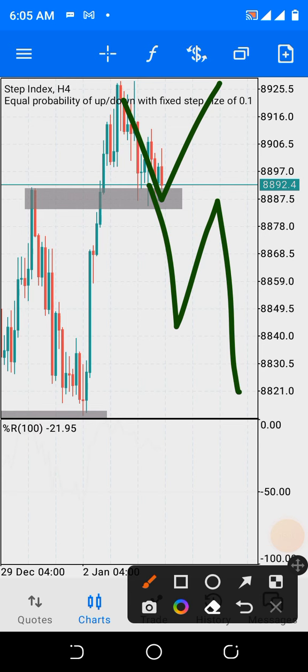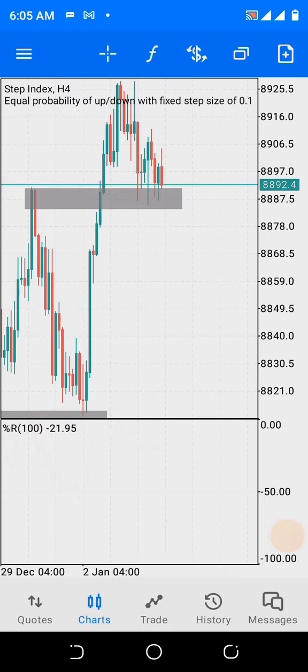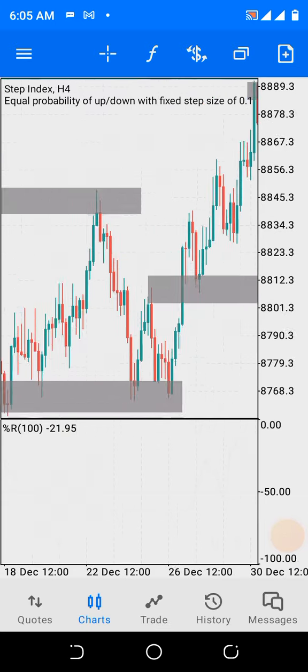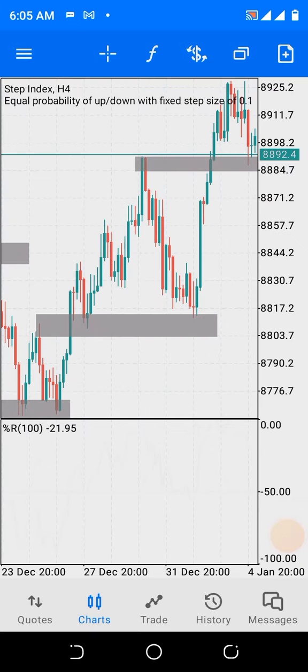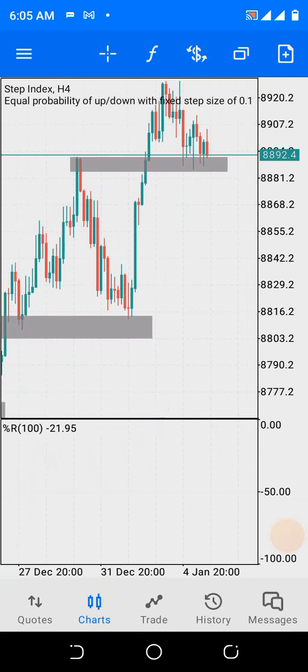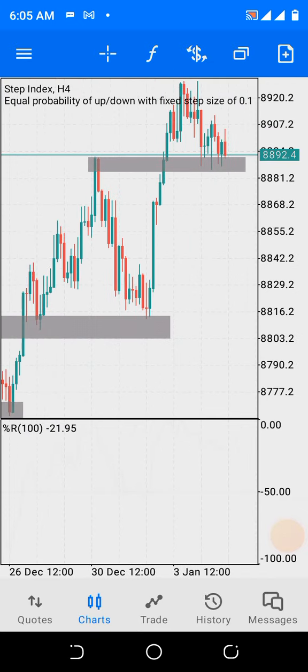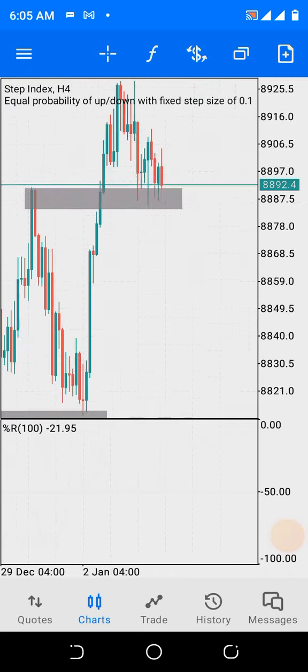So if you can understand this support and resistance concept and break and retest concept, you will be able to analyze the market very, very well and make excellent trades.